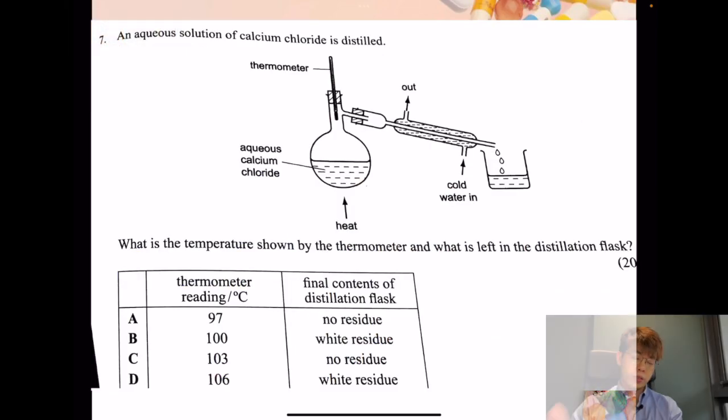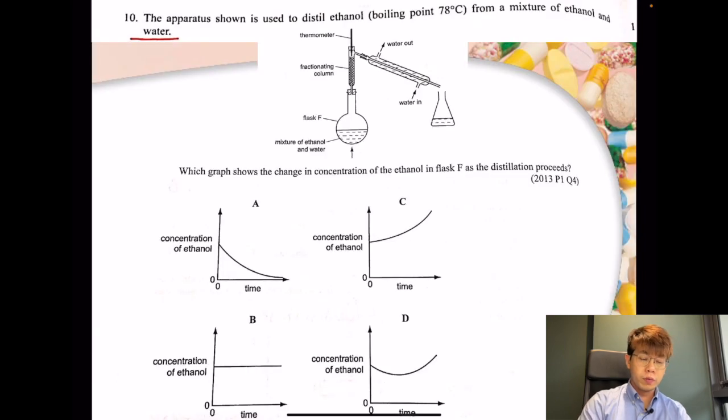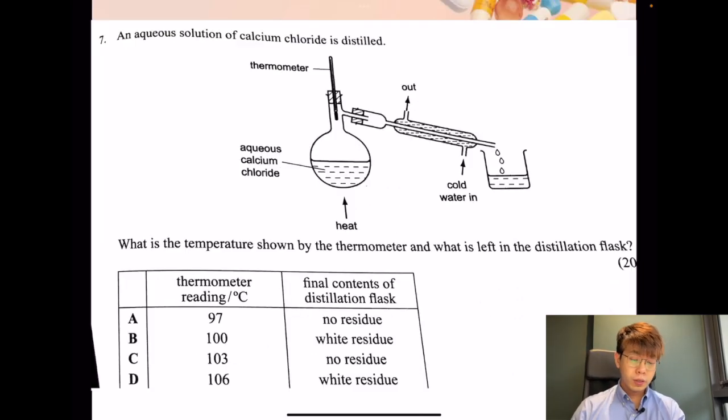So let's look at this question. Is this fractional or simple distillation? You're right, this is simple distillation because there's no fractionating column. Inside here there's aqueous calcium chloride. Aqueous means solution with water. So over here are calcium chloride and water, and therefore the first thing that comes out would be water. When water is being collected, the thermometer will show the boiling point, and then the distillation flask will be left with only calcium chloride. All the water has gone over, so I'm left with a white residue.